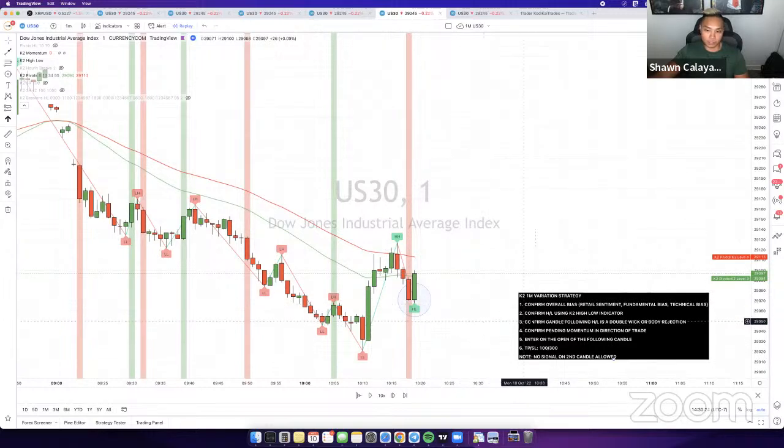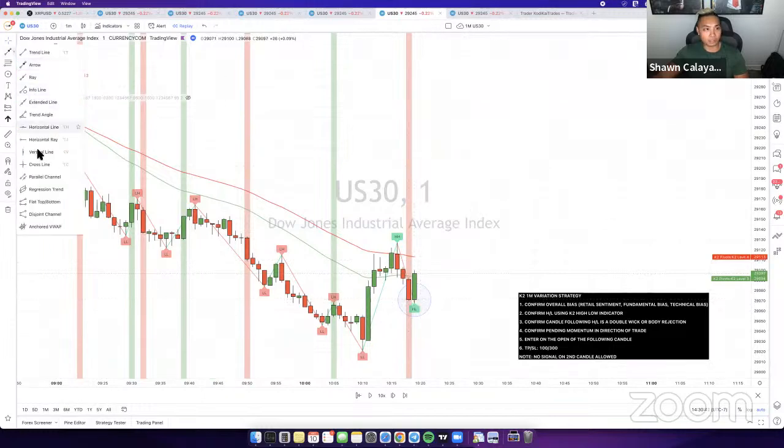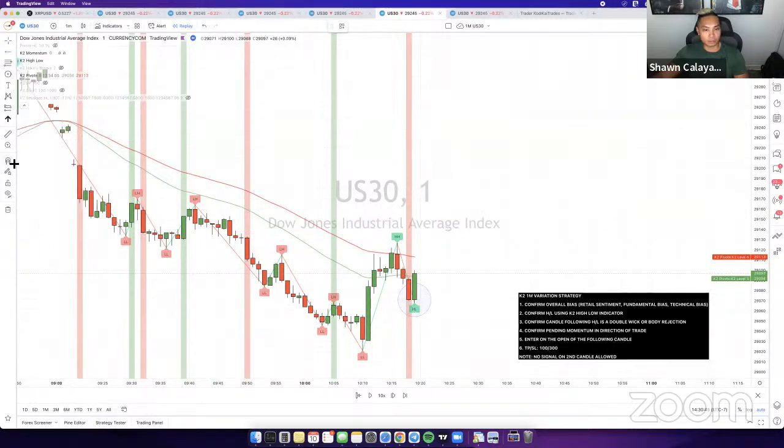Third confirmation, confirm the candle following the high low is a double wick or double body. As I mentioned before, it doesn't have to be after, it can be before it. So any candle right next to a high low, if it's a double body or a double wick, it's likely to continue in that direction because it's a reversal pattern. So we have the double body right here. If you need to confirm it, pull up the horizontal ray, use the magnet tool, go to the body, drop it down right there, and you can see that they line up, right?